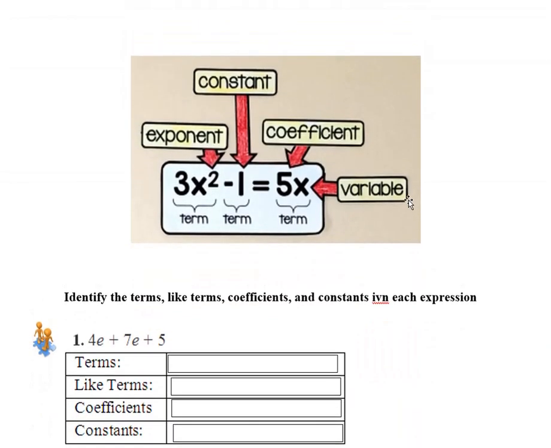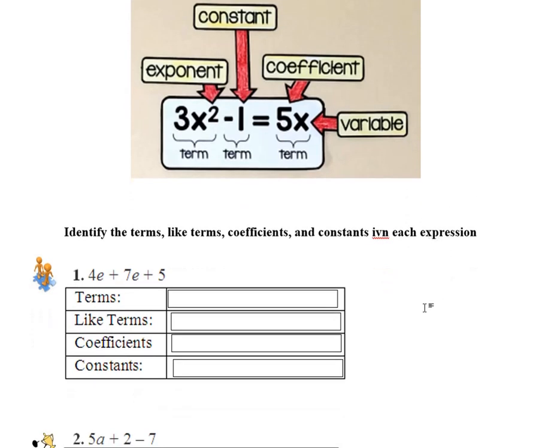Again, a little quick refresher. This visual should help you remember exponent, constant, coefficient, and variable. If not, feel free to go back into your notes and find your frayers on those terms. All right, so let's talk about this. Identifying the like terms, coefficients, constants. Partner with the person sitting next to you and fill these 4 boxes out. We'll come back and talk, and then independently you will do number 2.